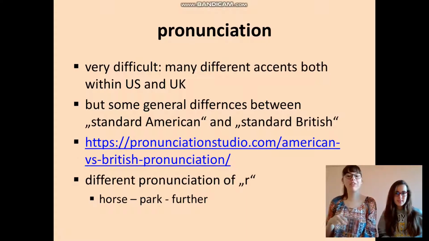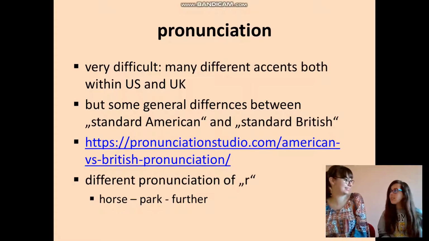And I notice myself, I always say further like maybe in between, but more like the British. But other words like horse, I pronounce the R, because in German you would also pronounce the R.